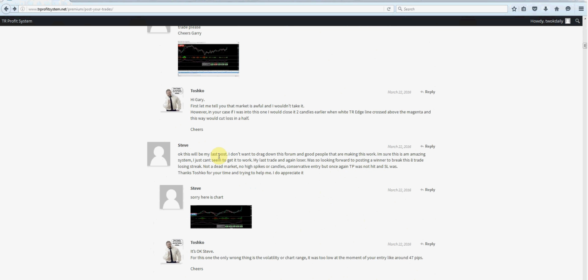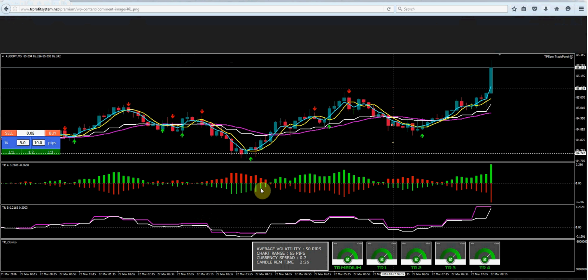Okay, this will be my last post. I don't want to drag down this forum and good people that are making this work. I'm sure this is an amazing system. I just can't seem to get it to work. My last trade, and again, loser. Was so looking forward to posting a winner to break this 8-trade losing streak. Not a dead market, no high spikes or candles, conservative entry. But once again, take profit was not hit and stop loss was. Thanks, Toshko, for your time and trying to help me. I do appreciate it. Sorry, here's my chart. All right, let's see what he actually did here.